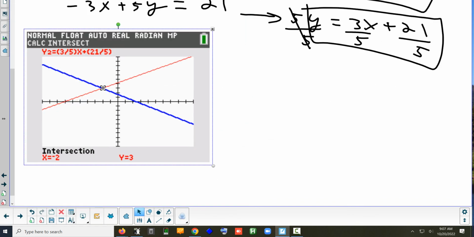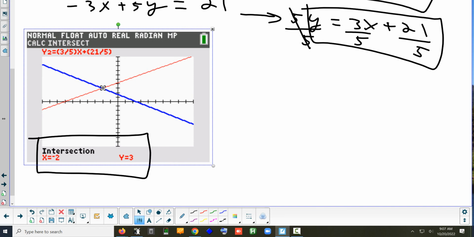A couple different ways we can write it. You can write it exactly like that: x equals negative 2, y equals 3. Or you could write the answer negative 2, comma 3. That's how you do an intersect. Any questions on that?